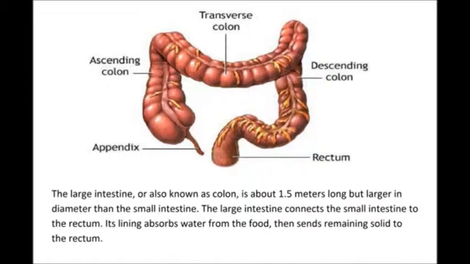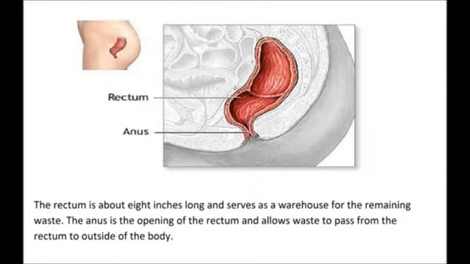The large intestine, also known as the colon, is about 1.5 meters long, but larger in diameter than the small intestine. The large intestine connects the small intestine to the rectum. The lining absorbs water from the food, then sends the remaining solid to the rectum. The rectum is about 8 inches long and serves as a warehouse for the remaining waste. The anus is the opening of the rectum and allows waste to pass from the rectum to outside of the body.